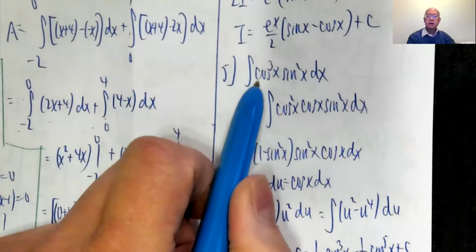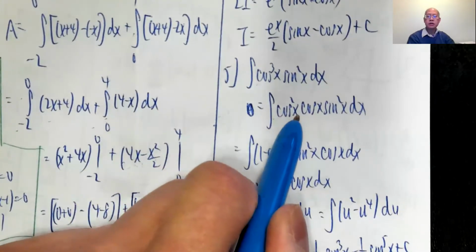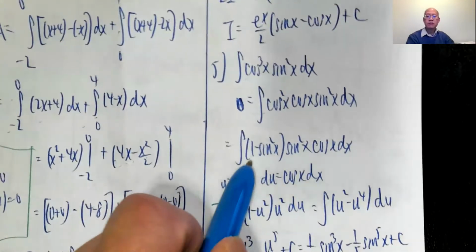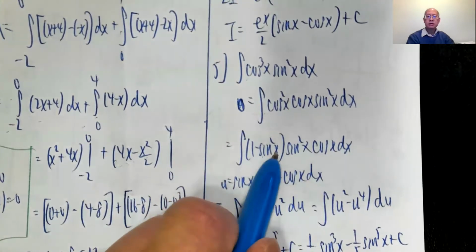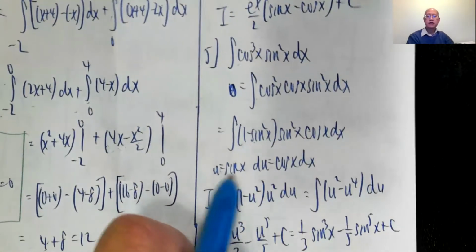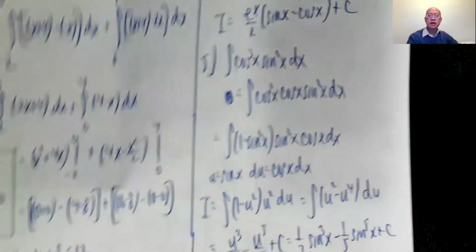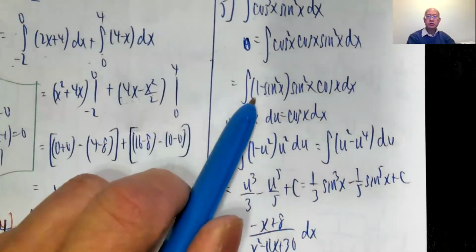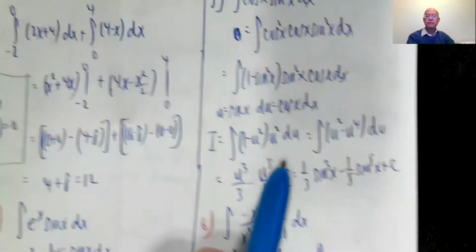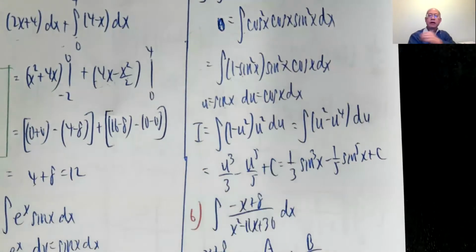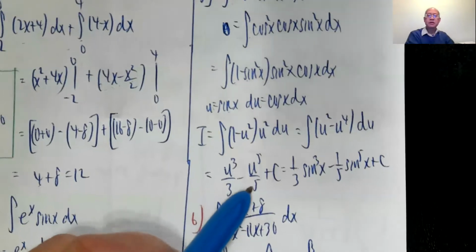Number 5, change cosine cubed to cosine squared times cosine. Change cosine squared to 1 minus sine squared, times sine squared cosine x dx. So let u be sine x, du is cosine x dx. This becomes 1 minus u squared times u squared du. Distribute: u squared minus u to the 4th. So that's u cubed over 3 minus u to the 5 over 5 plus c.